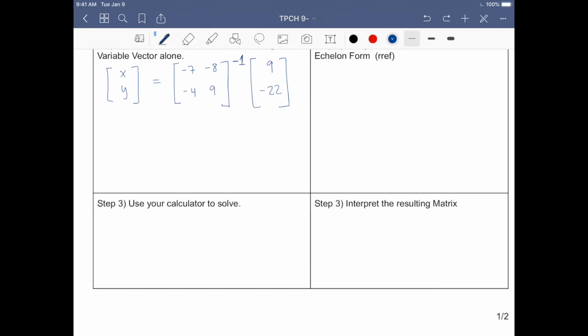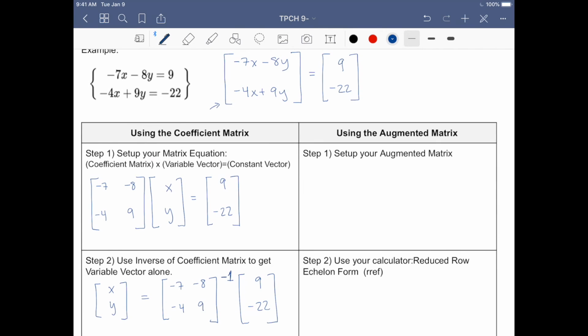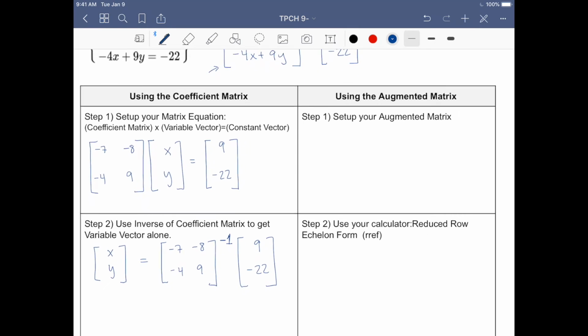Alright, so now we used our calculator to solve it, so all that's left is to write it on paper. We ended up getting this vector, so what I'm saying is x equals 1 and y equals negative 2. So this point 1, negative 2 is a solution to the system negative 7x minus 8y equals 9 and negative 4x plus 9y equals negative 22. So that's just one way of solving it.